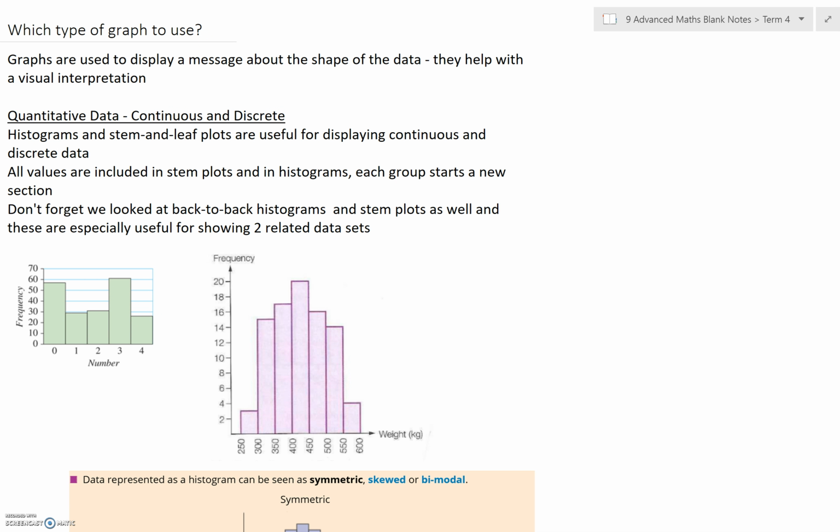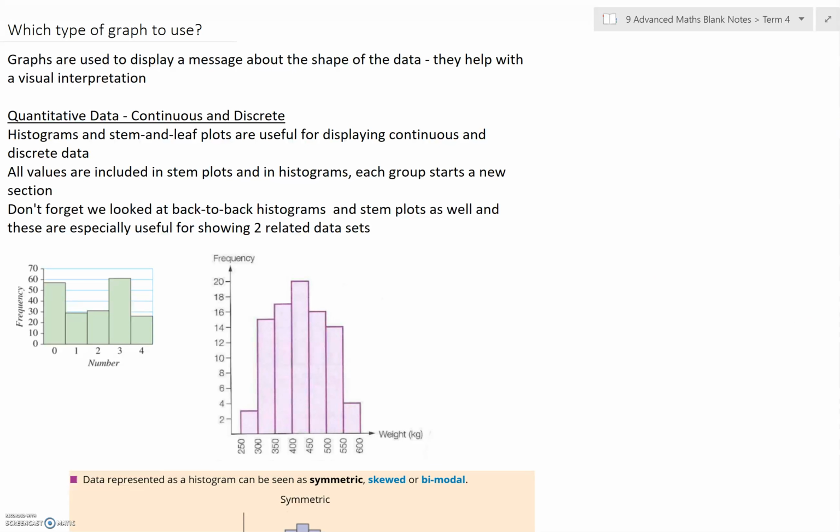Don't forget, you could also use back-to-back histograms or back-to-back stem and leaf plots, and they're particularly good when you want to show two related sets of data together on the same graph, which can be helpful in interpreting what type of data you're looking at and how they relate. So that's a couple of ways you can display quantitative data in different types of graphs.